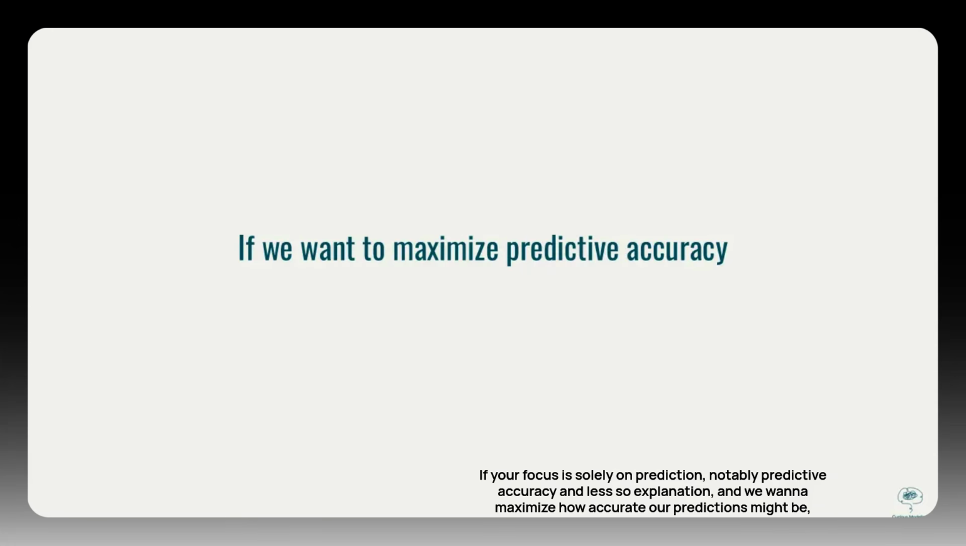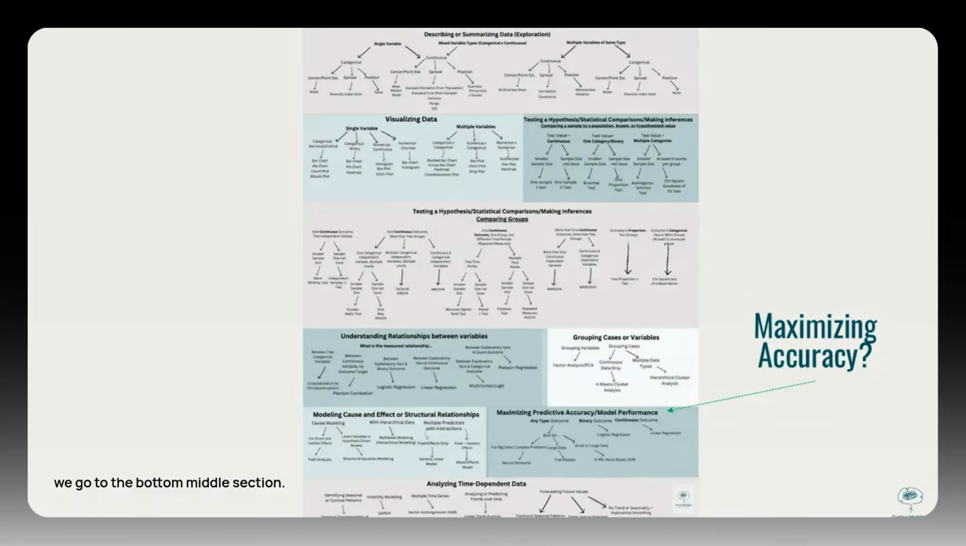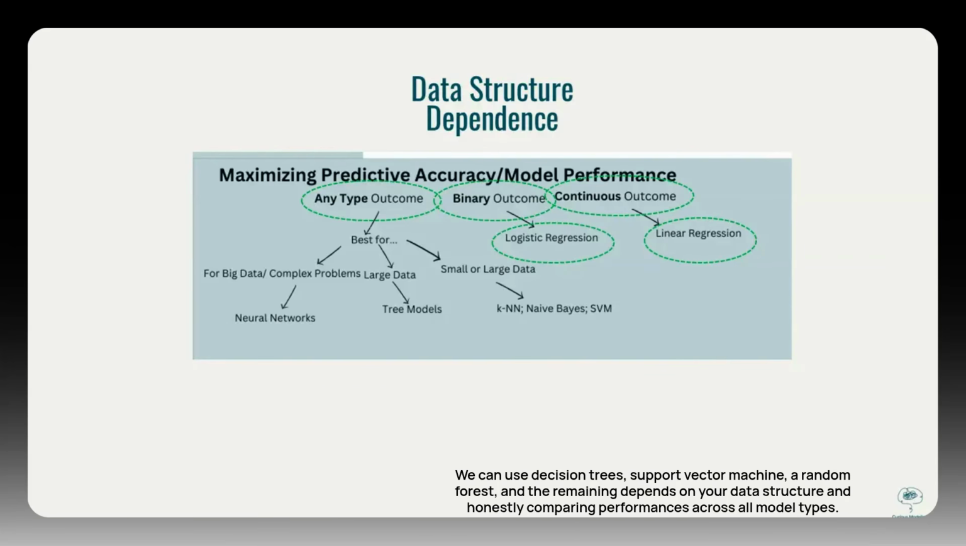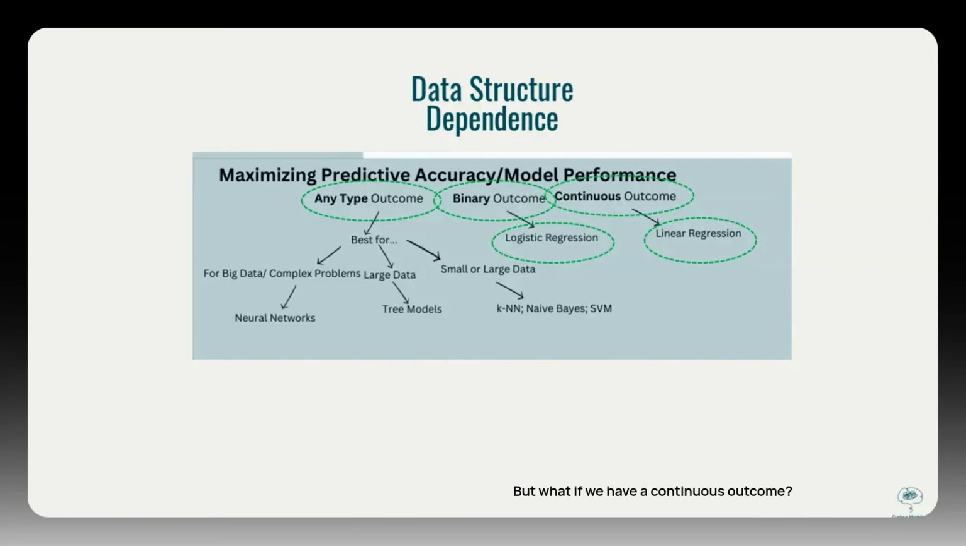If your focus is solely on prediction, notably predictive accuracy, and less so explanation, and we want to maximize how accurate our predictions might be, we go to the bottom middle section. Let's say we have a binary outcome. Our best choice and easiest choice might be to use logistic regression, but truth be told, any outcome type, and it then becomes about your data structure. We can use decision trees, support vector machine, or random forest, and the remaining depends on your data structure and, honestly, comparing performances across all model types. But what if we have a continuous outcome? We might use linear regression, tree models, or neural networks. But if we have a lot of predictors, maybe consider regularization or tree-based models.